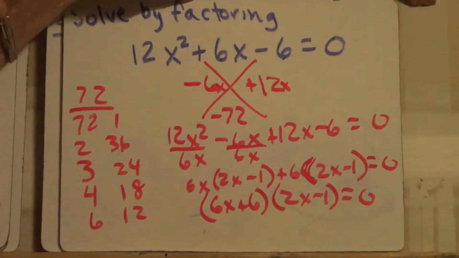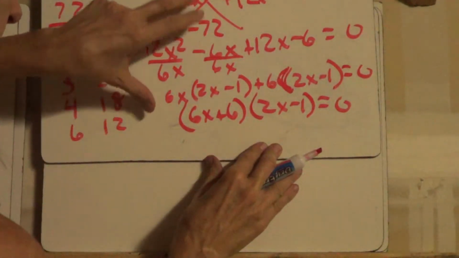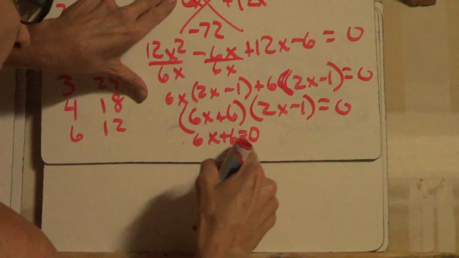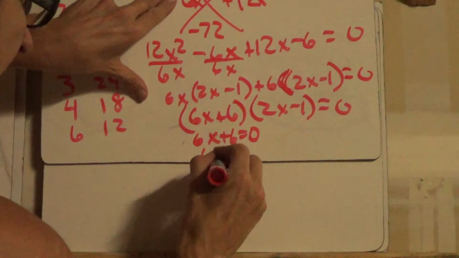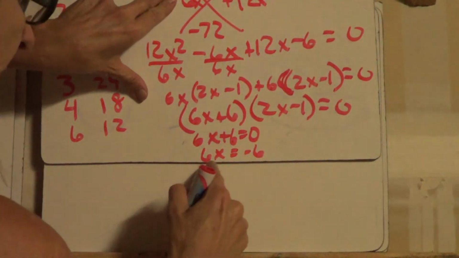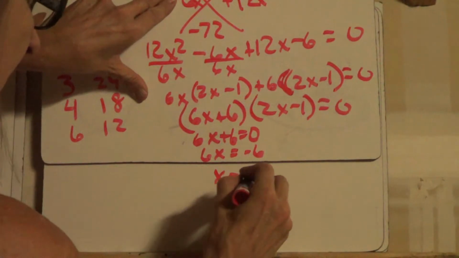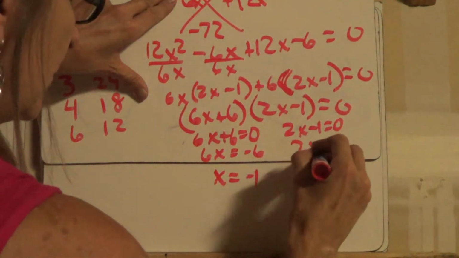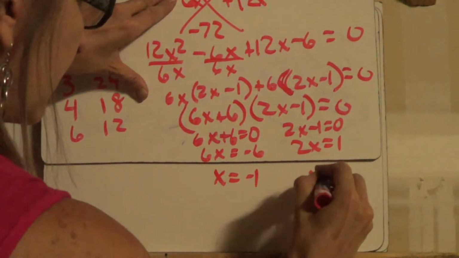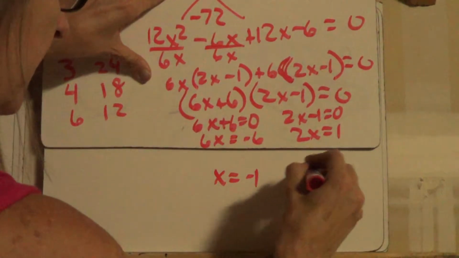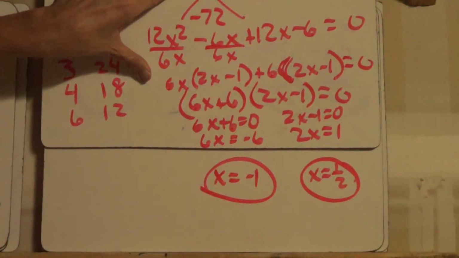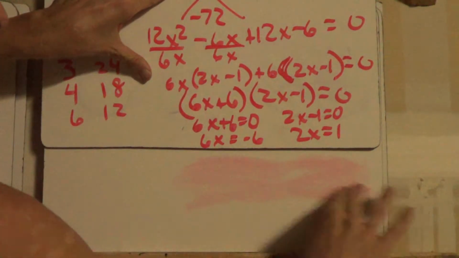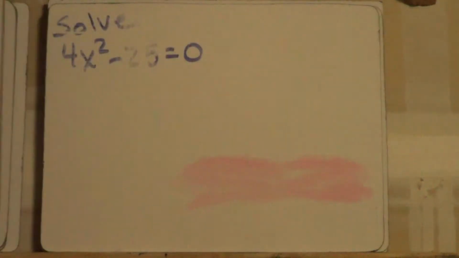We need to set each to 0. 6x plus 6 equals 0. Subtract 6 from each side. So we get 6x equals negative 6. Divide 6 into each of these. X equals negative 1. 2x minus 1 equals 0. 2x equals 1. X equals 1/2. Okay? So x equals 1/2, x equals negative 1. Please come with questions if I'm losing you. Specific questions where you're getting lost.